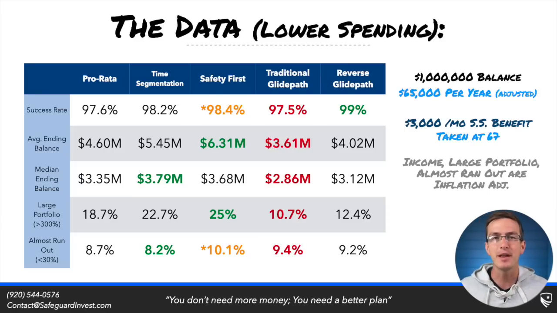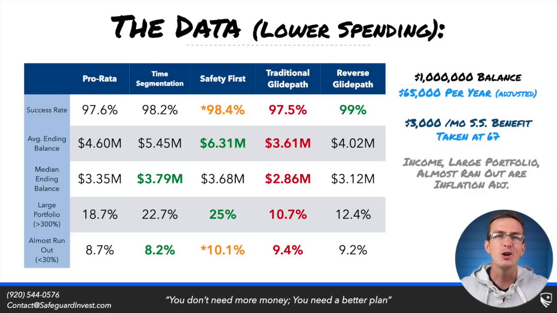In this next example, I change both the spending and also have the retiree file for Social Security at their full retirement age. And interestingly enough, we see some of the data start to adjust here as well. First, two things remain consistent. The reverse glide path gives us the highest probability of success, and the traditional target date glide path is equally the worst once again. But beyond that, some of the other data adjusts slightly. Let's first focus on the safety first approach.